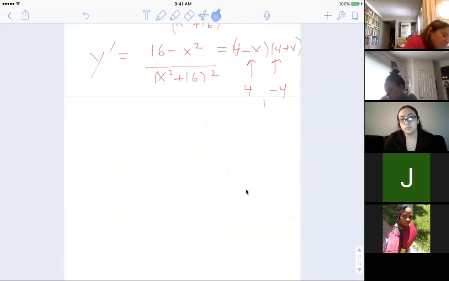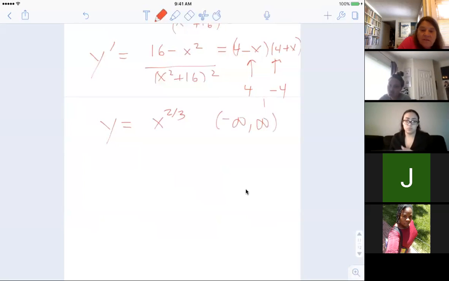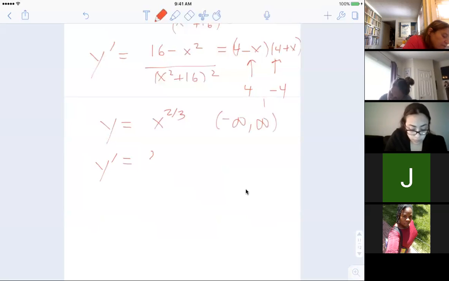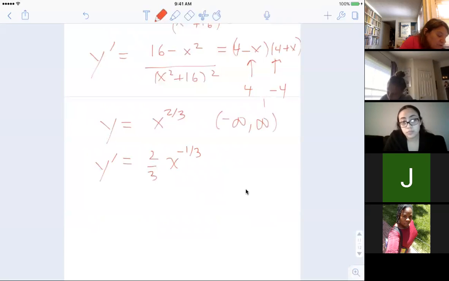Suppose I had y equal x to the 2/3. The domain of that is minus infinity to infinity, so that exists at every point. If you look at the derivative, it's going to be 2/3 x to the minus 1/3, because if you take away 1 from 2/3, you get minus 1/3. If you rewrite it, it's 2 over x to the 1/3, which is 2 over 3 times the cube root of x.